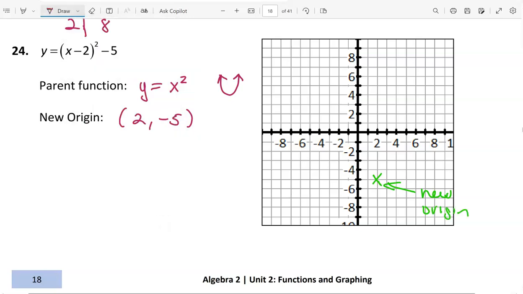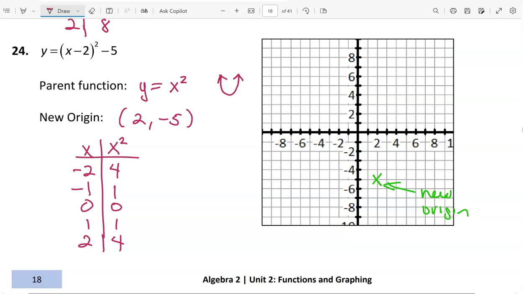And to graph points from there, we're just going to graph the original parent function, which is y equals x squared. When we square, we want to consider a couple of negatives, 0 and a couple of positive values to square. Let's square them. And then from the new origin, -2, 4 means go 2 to the left and 4 up from the new origin. -1, 1 means go 1 to the left and 1 up from the new origin.